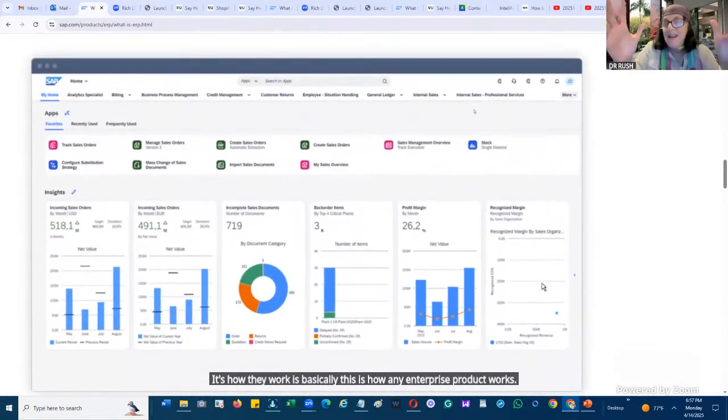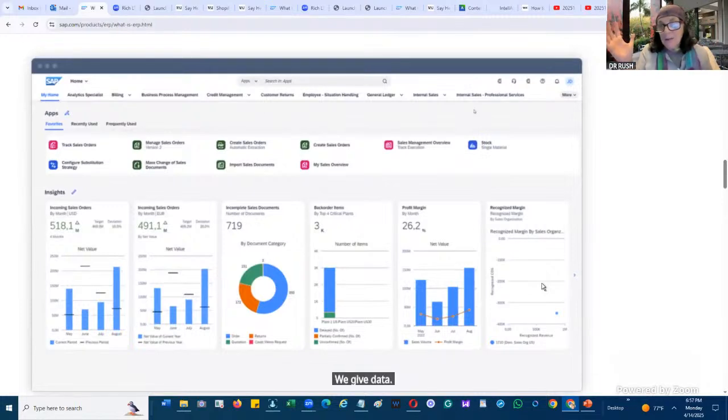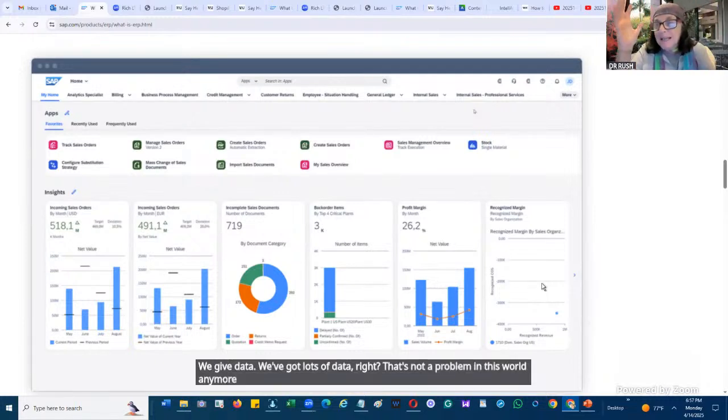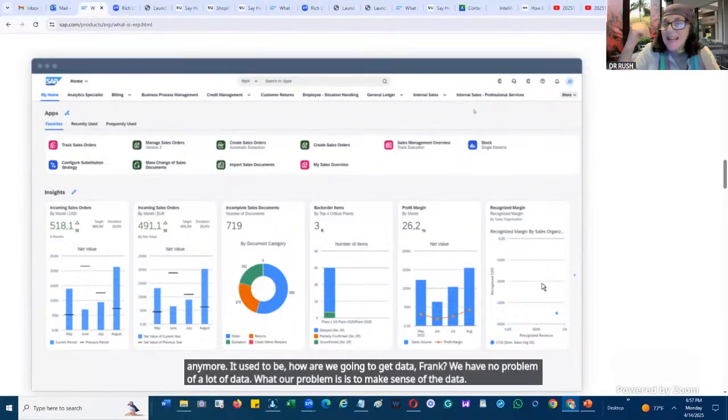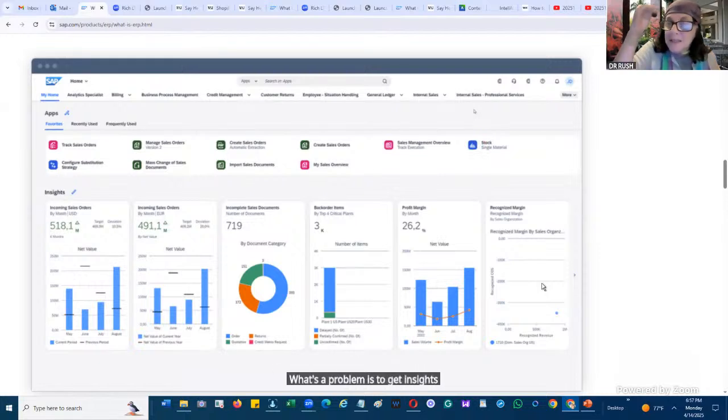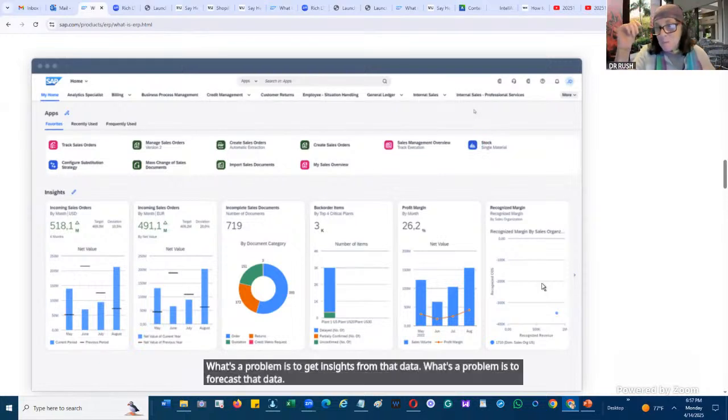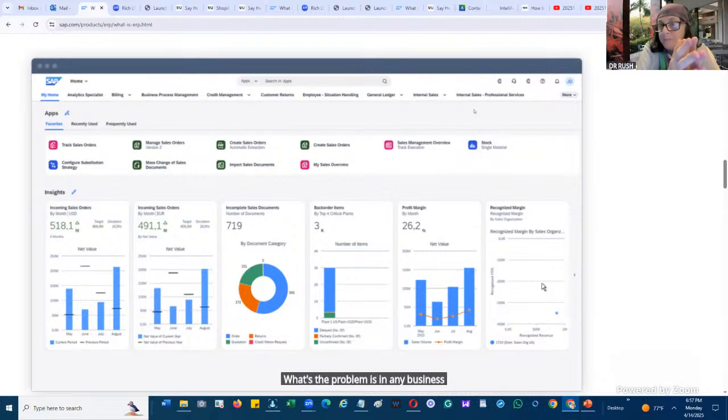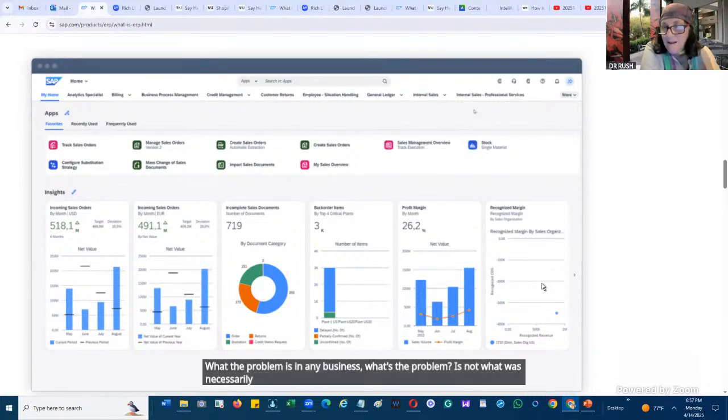We give data. We've got lots of data, right? That's not a problem in this world anymore. It used to be, how are we going to get data, Frank? We have no problem of a lot of data. Our problem is to make sense of the data. The problem is to get insights from that data. The problem is to forecast from that data. In any business, what's the problem? It's not necessarily what was in the past, it's what's going to be in the future, and how can I deal with the future, right?